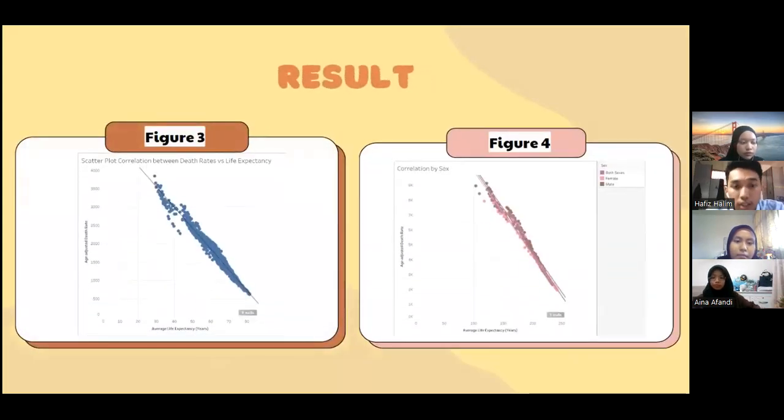In this figure 3, this is the scatter plot for correlation between death rates versus life expectancy, and it shows a negative trend. In other words, the variable death rates and the variable life expectancy have a strong negative correlation.